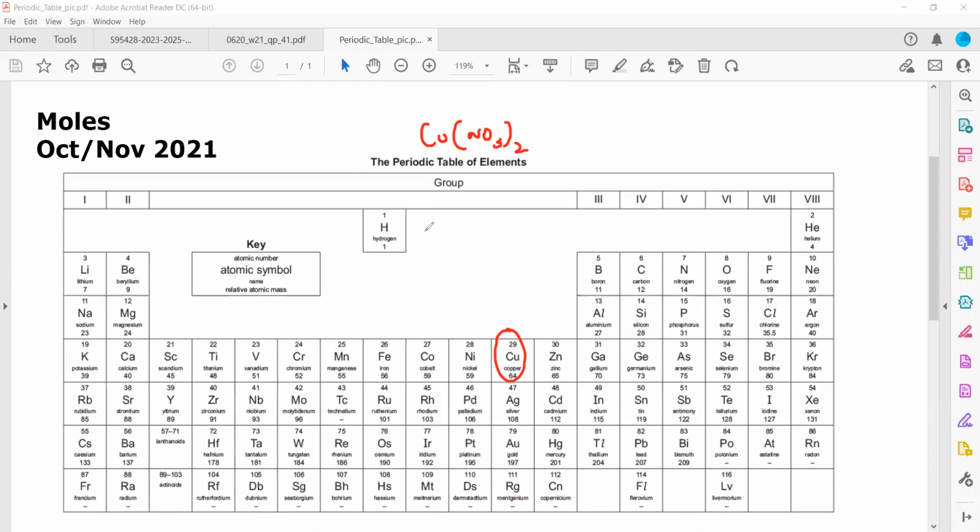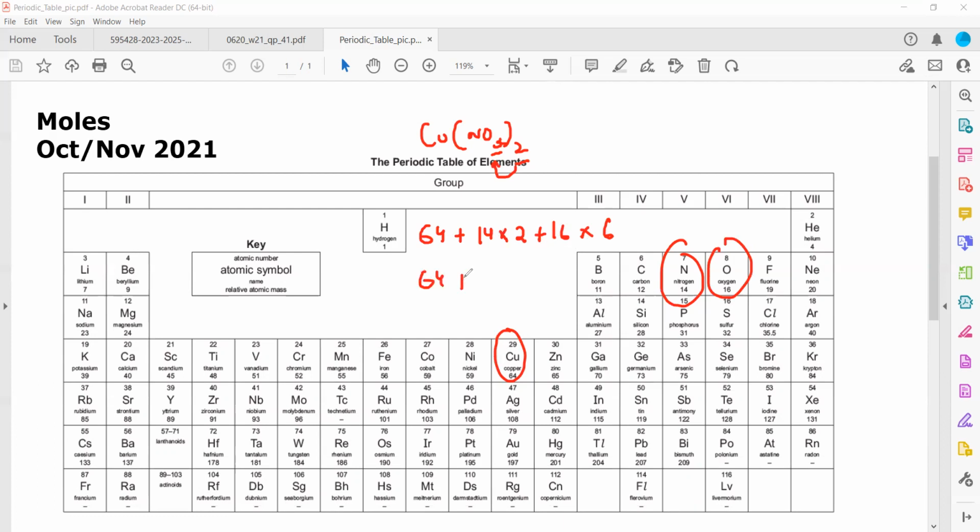64. So copper is 64, plus it has nitrogen. What is the mass of nitrogen? 14. And because this 2 is there, it means it is multiplied by 2, so total 2 nitrogen. And what is the mass of oxygen? It is 16. But how many oxygen atoms are there? 6. 3 multiplied by 2, because this is 3 and this one is 2. So 3 multiplied by 2, that's 6. So 6 multiplied by 16, that's the total.